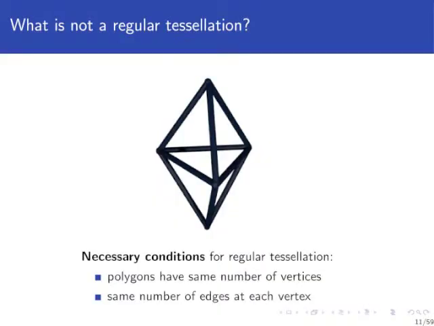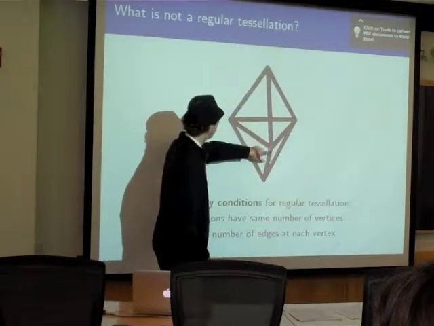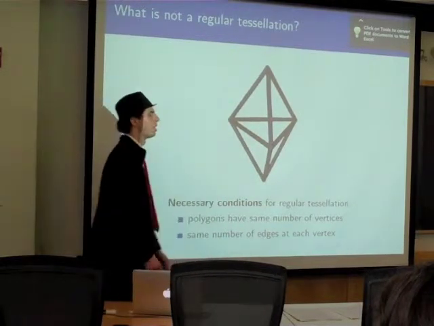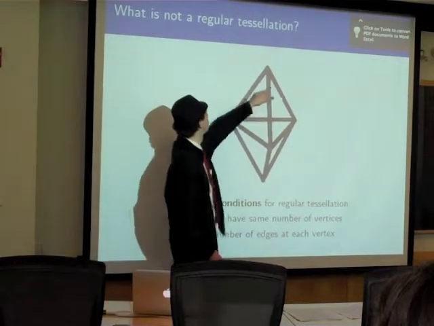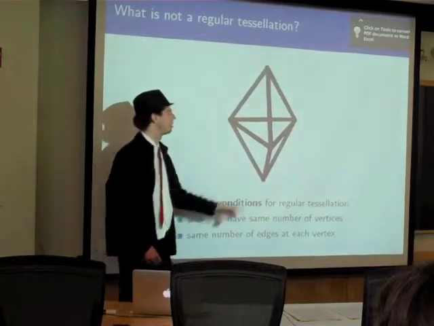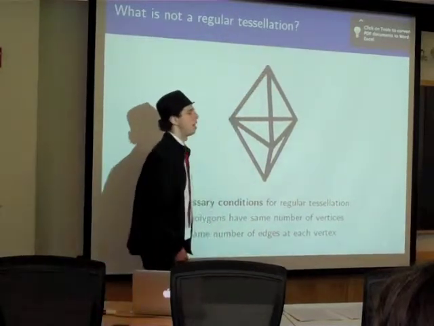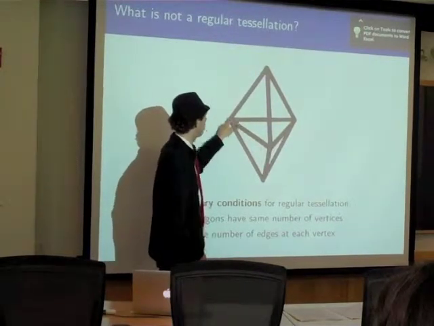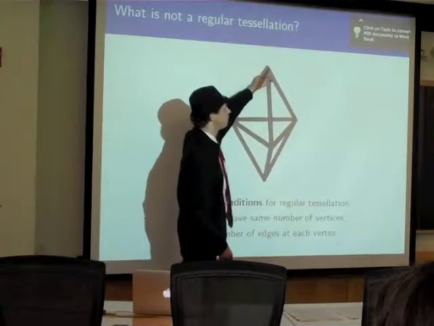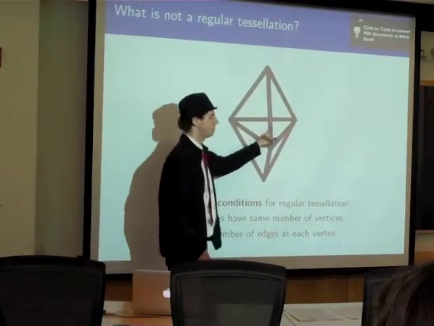And to make sure you really understand what a regular tessellation is, I also want to give you an example of what is not a regular tessellation. This is the bipyramid. It has 6 faces, which are all triangles. And if you look at this vertex, it has 4 edges to it, but this vertex has only 3 edges to it. So this vertex and this vertex are different. And that also means that you can distinguish this edge here, which has two vertices with 4 edges to it, and this edge here, which has a vertex with only 3 edges to it.